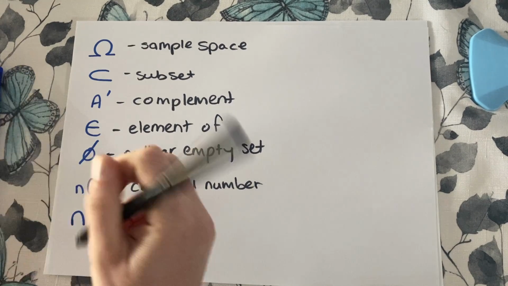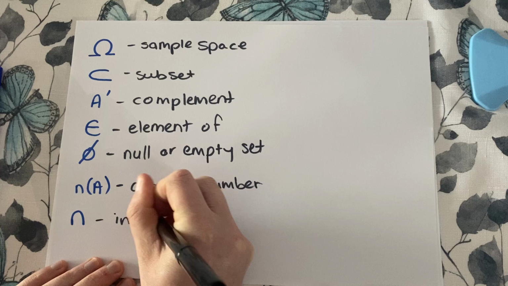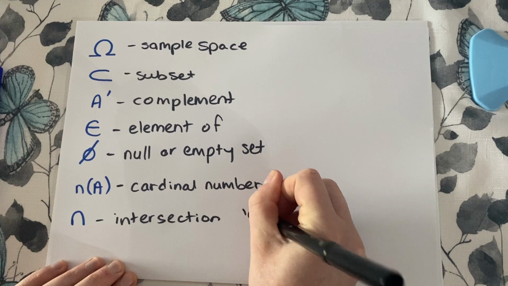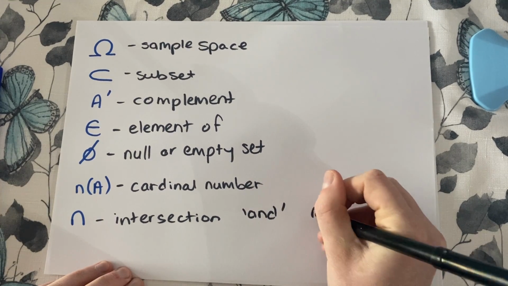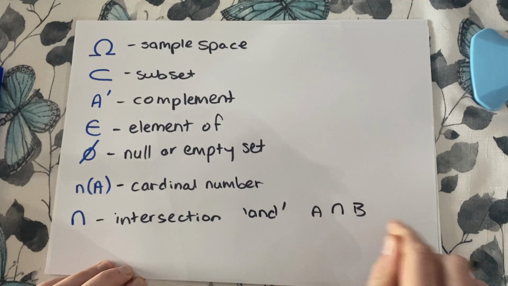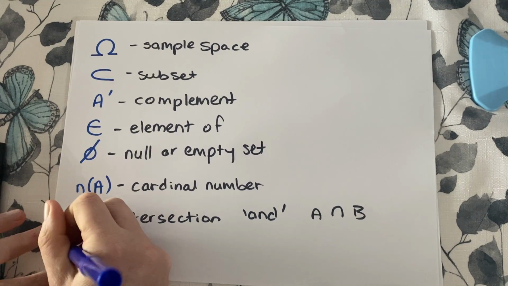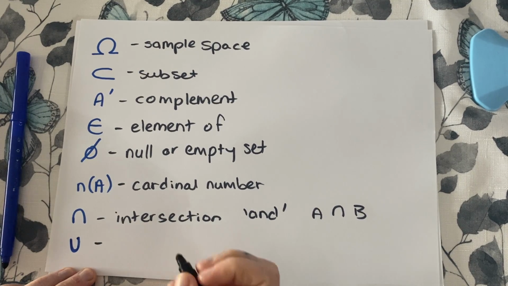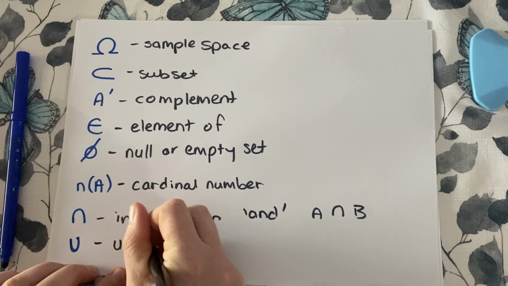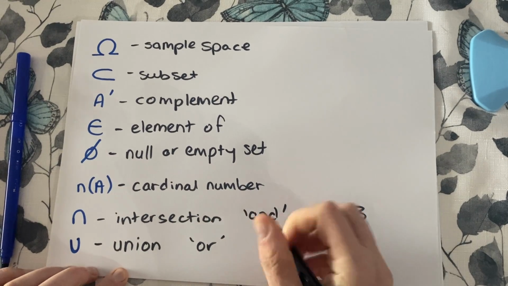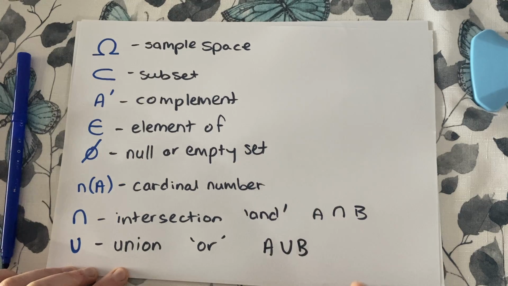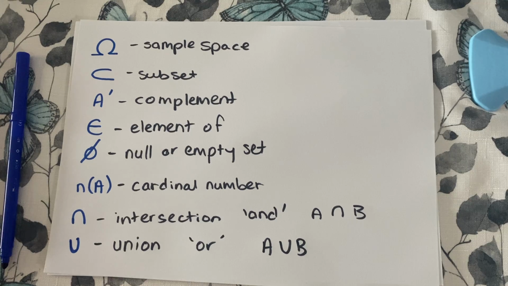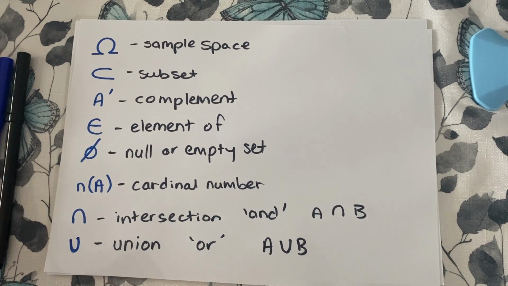Then we've got this one, which is called the intersection. It means and. So if you see A intersection B, it means A and B. Then we've got the union, which looks like a U, so that's a good way to remember it. It means or. So when you see A union B, it means A or B. Those are the symbols we're going to be seeing a lot in set notation.